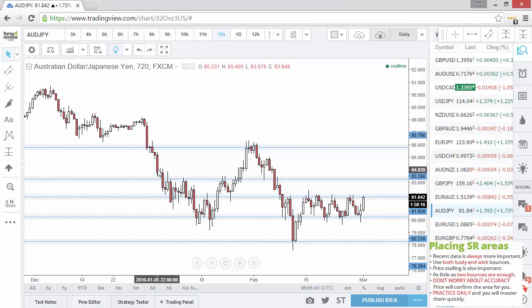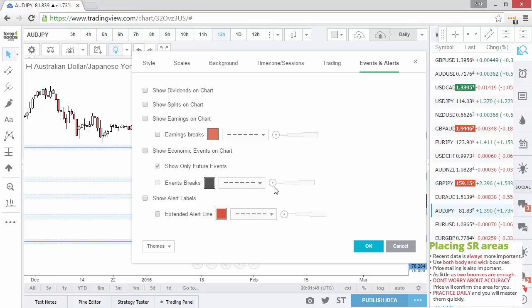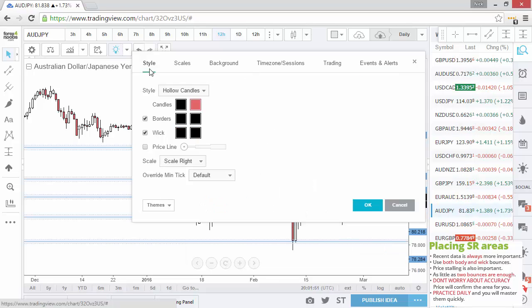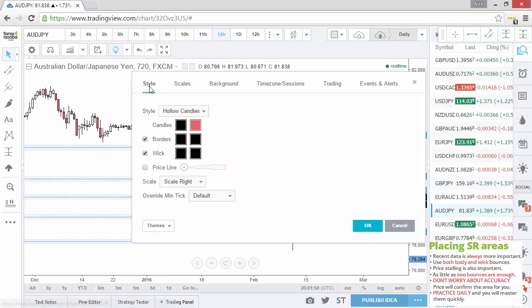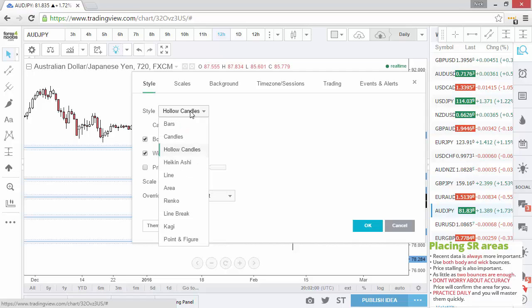How do you change the colors of your candles? I don't know. I don't really do it that often. I don't actually do it at all. There you go. Double click a candle. Go to style. And yeah.